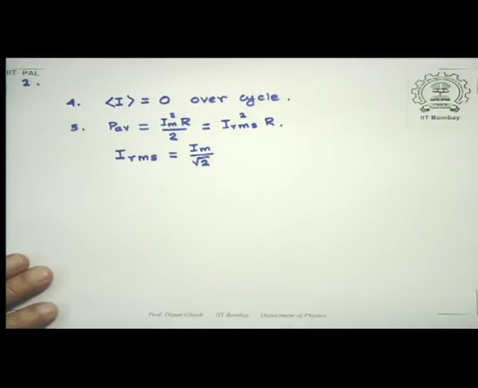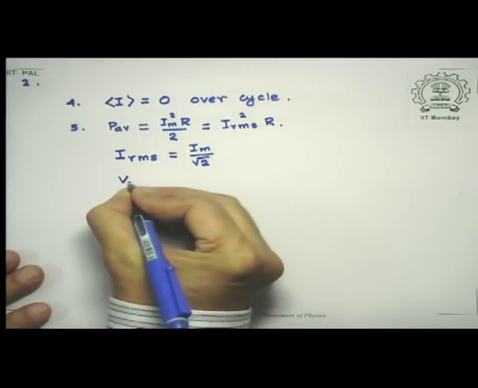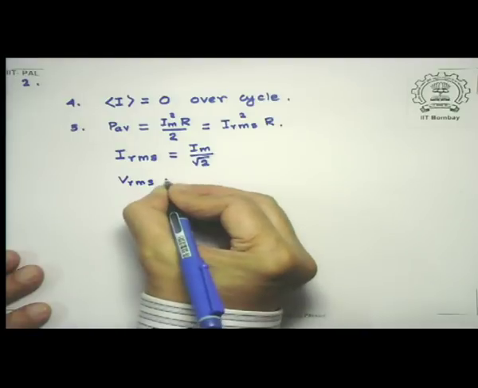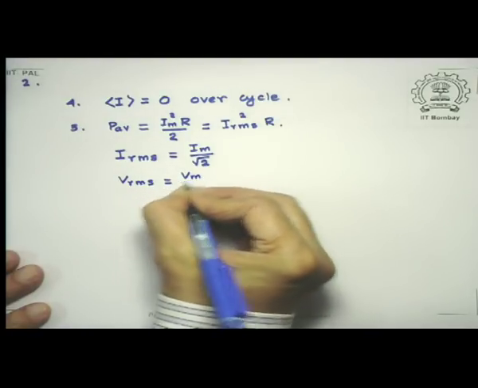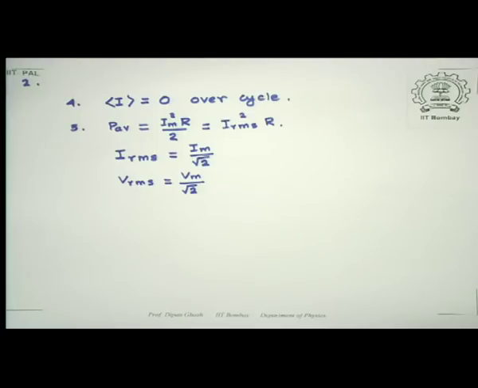The concept of RMS is also applicable to, for example, the voltage, and you can talk about V RMS as V maximum by square root of 2. And I also told you that whenever we mention that the household voltage is, let us say, 240 volts, we don't always say it, but what is implied is that these are the root mean square values. So the peak voltage will be obtained by multiplying that with a factor of square root of 2.